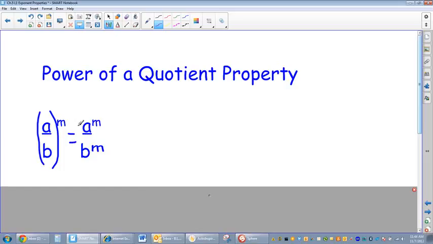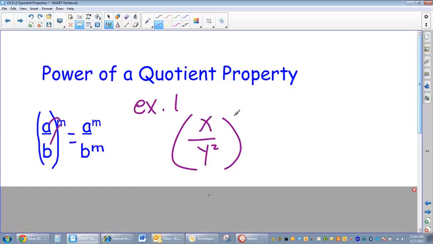So for a little example here, if we had x over y squared, all to the 3rd power, we would bring the 3 in. We would get x to the 3rd over y to the 2 times 3. We get x to the 3rd. 2 times 3 is, so what's this?